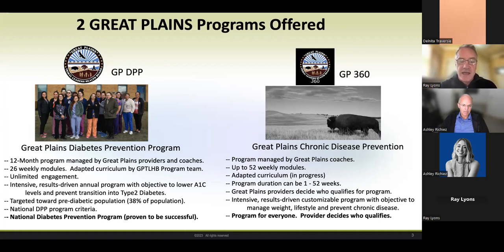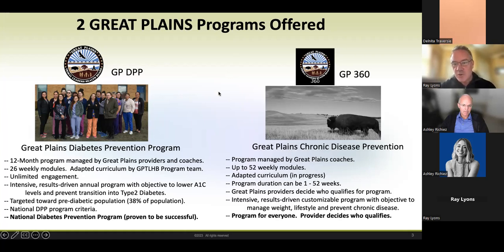Providers do follow the National Diabetes Prevention Program criteria. And when you're ready to move forward with these programs, we'll detail that all out for you. And again, it is the National Diabetes Prevention Program, and this has been proven to be successful. That is the one program endorsed by the CDC and the United States Preventive Services Task Force for the pre-diabetes population. So that's the DPP, the first program.